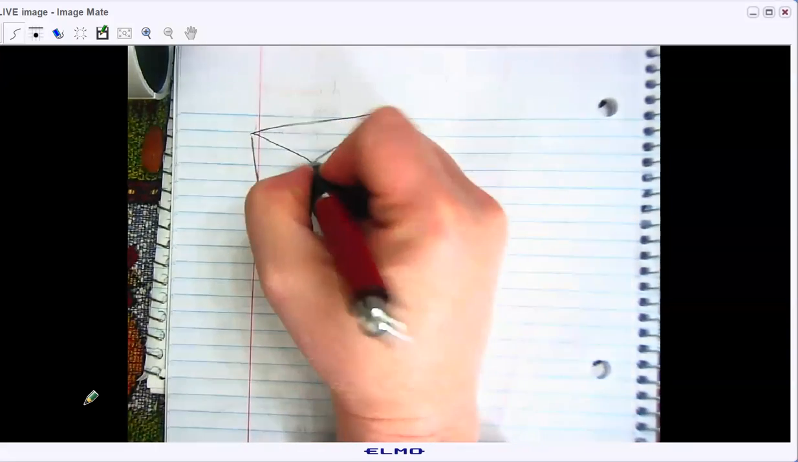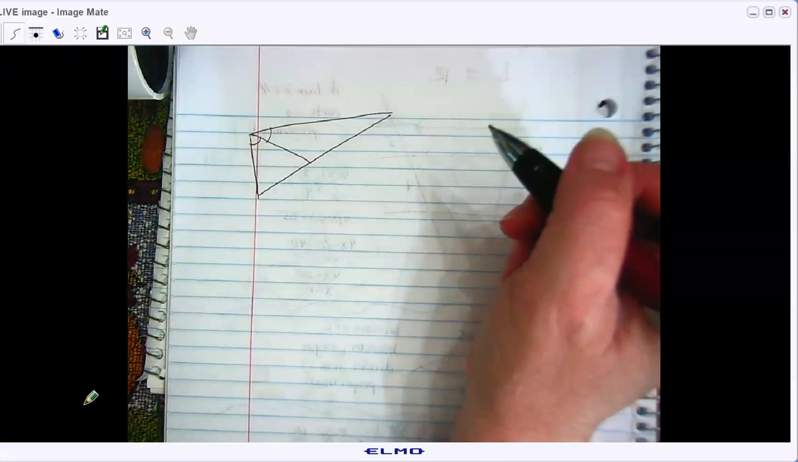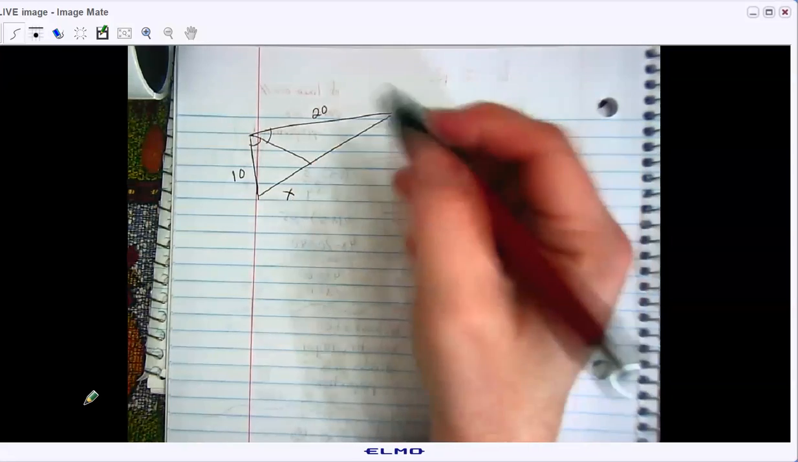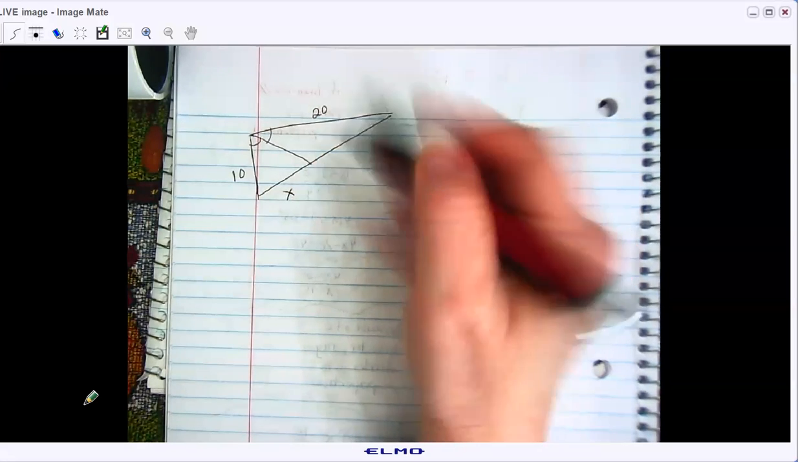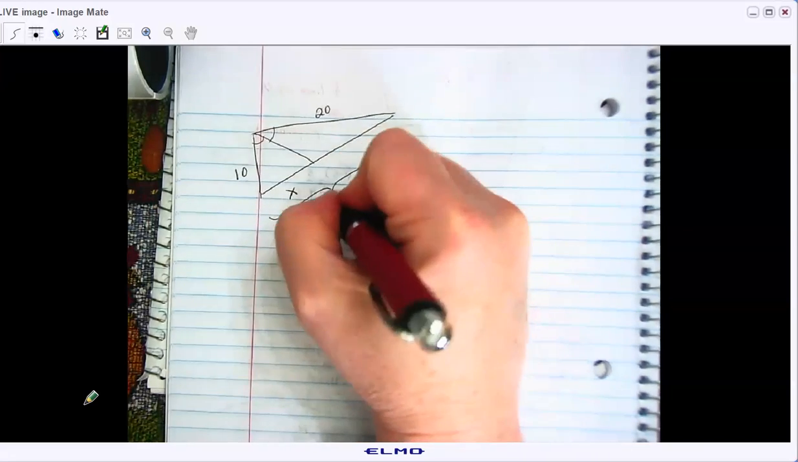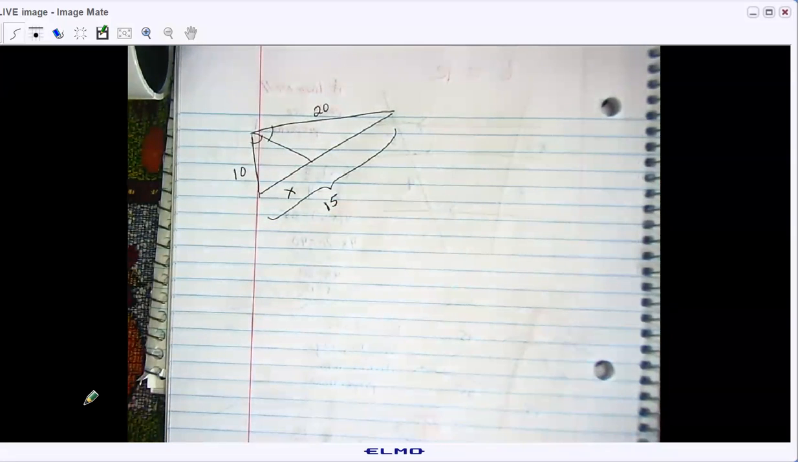So, angle bisector. This would be 10. This would be x. This would be 20. But I'm not going to give you this one. I'm going to give you the whole thing. You might be a little freaking out right now, but it's like, but I need that number. I need that number.